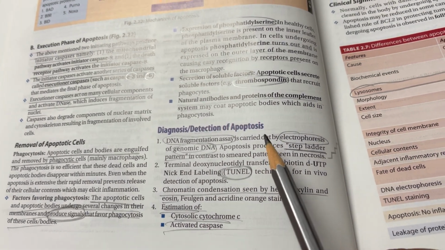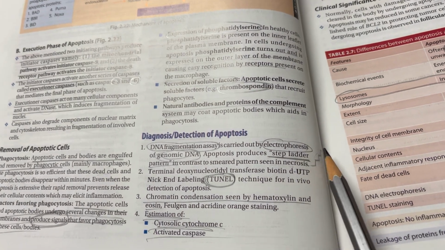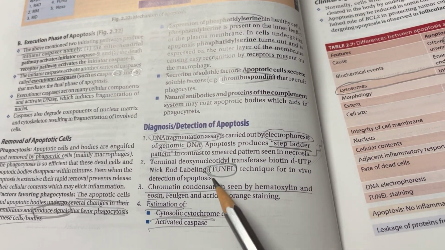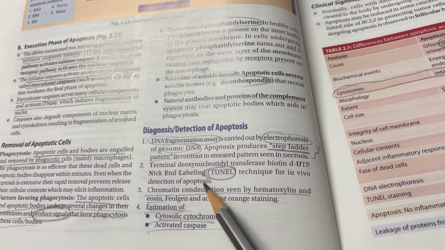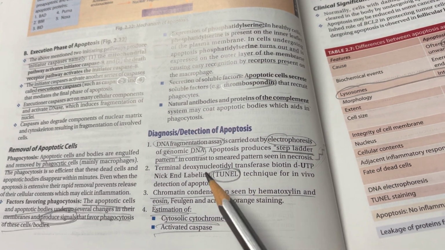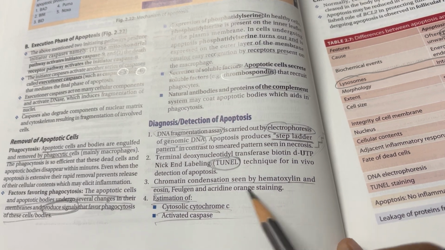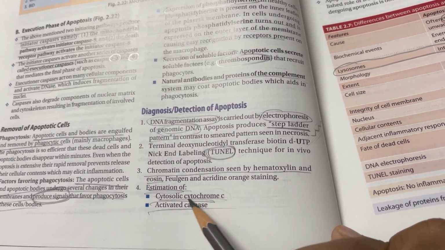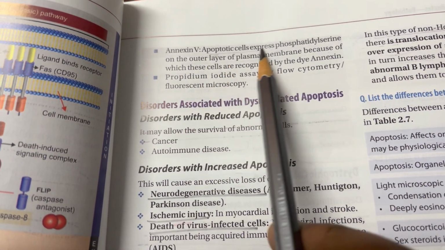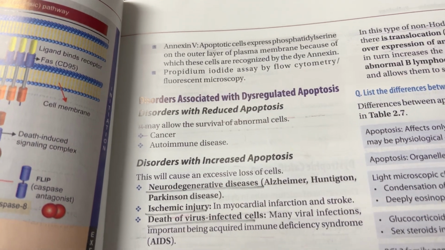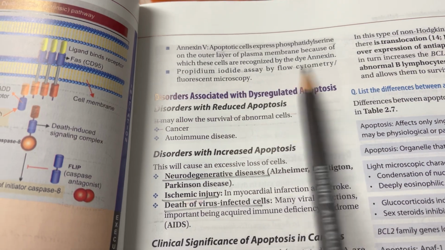For diagnosis or detection of apoptosis, you can do a DNA fragmentation assay by electrophoresis. In apoptosis you can see a stepladder pattern in contrast to the smeared pattern in necrosis. You can use the TUNEL technique, terminal deoxynucleotidyl transferase biotin-dUTP nick end labeling, for in situ detection of apoptosis. You can see chromatin condensation by H&E staining, and estimate cytosolic cytochrome C and activated caspases. Annexin V is used because apoptotic cells express phosphatidylserine on the outer layer of the plasma membrane, and this is recognized by annexin V. And also the propidium iodide assay by flow cytometry.